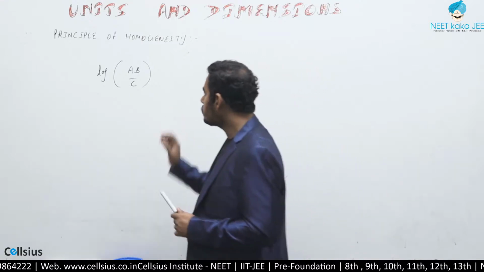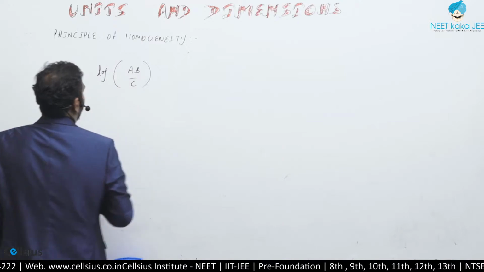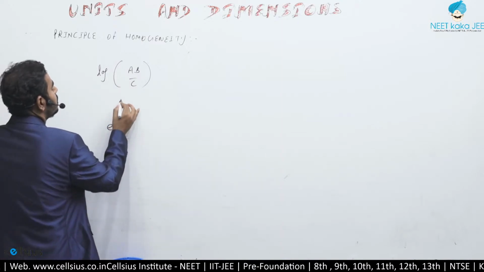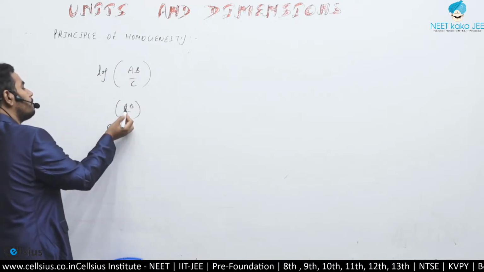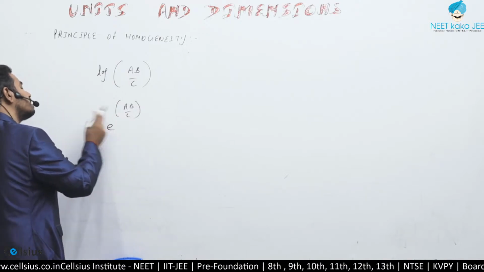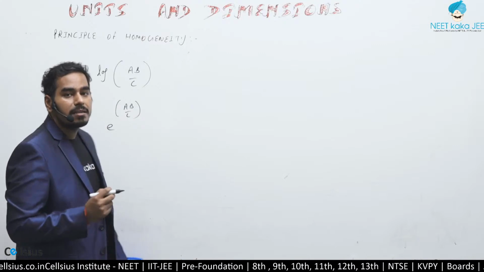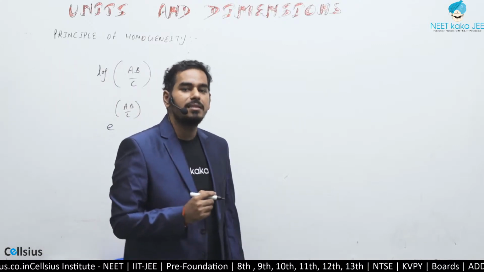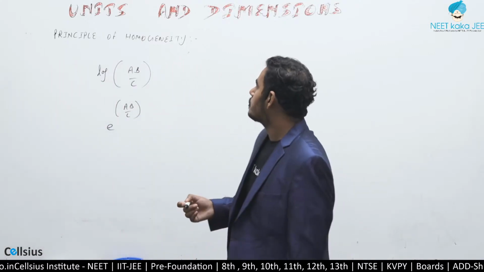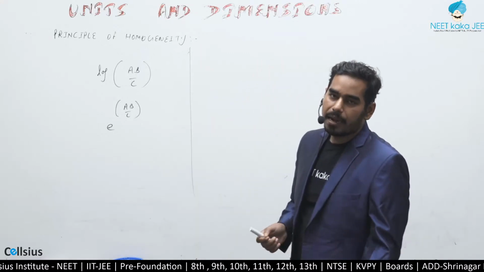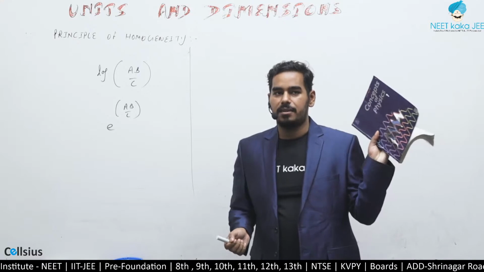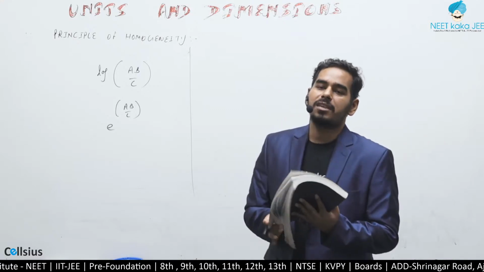Okay, so same is the case with log AB by C. Same is the case with exponential e to the power AB by C. In this case also, A may not be dimensionless, B may not be dimensionless, C may not be dimensionless, but the combination AB by C is dimensionless. Okay, so suppose I am telling you there is a question. Okay, now I am taking this book over here, you can see, and suppose I move in.